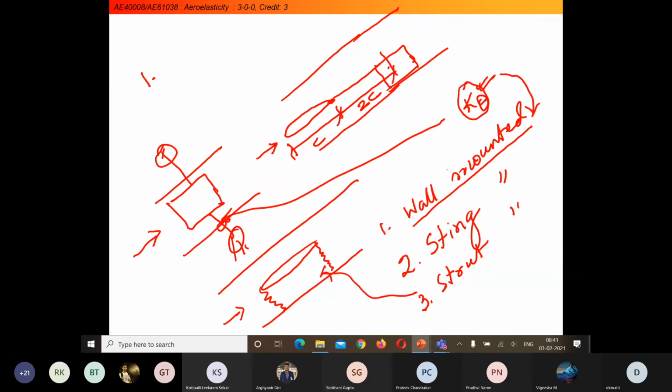The basic idea is that in static aeroelasticity experiments, the stiffness of the torsional rod, the sting mounted model, or the spring configuration has to be tuned in such a way that it represents the torsional frequency of the actual aircraft wing. Is it clear?